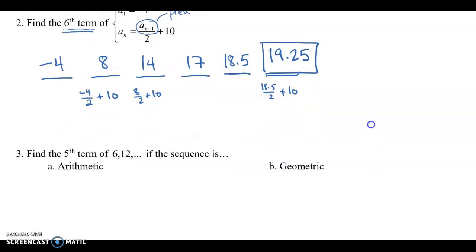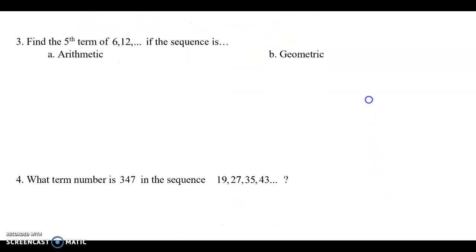All right, now let's talk about arithmetic and geometric. And so I like number 3. It says, find the 5th term of 6, 12, dot, dot, dot, if the sequence is arithmetic or geometric, and we give you both options, right? Because if we say 6, 12, what's the next number? Well, there's a lot of patterns that could go and find a 3rd, 4th, 5th term. So we just say, all right, if it's arithmetic, then 6, 12 means that there's a d value of positive 6. It's a constant addition of plus 6.